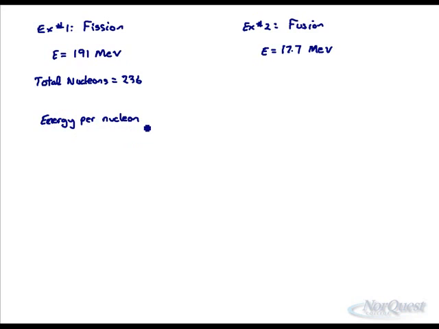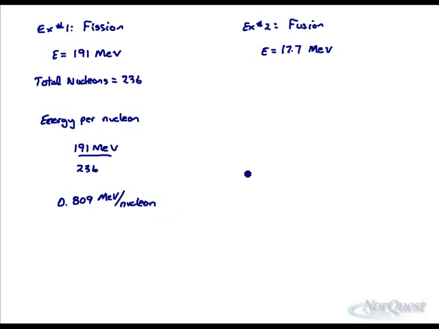then you get a slightly different value. It's going to be 191 mega electron volts divided by 236, which gives you 0.809 mega electron volt per nucleon.